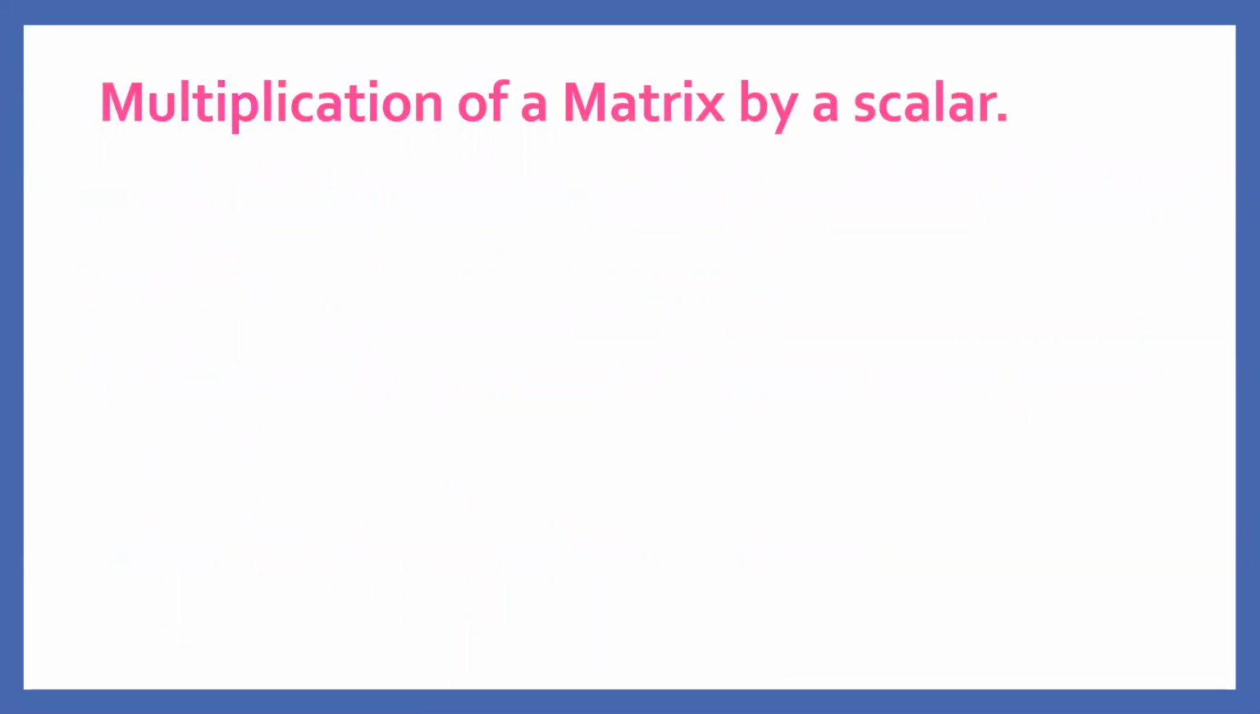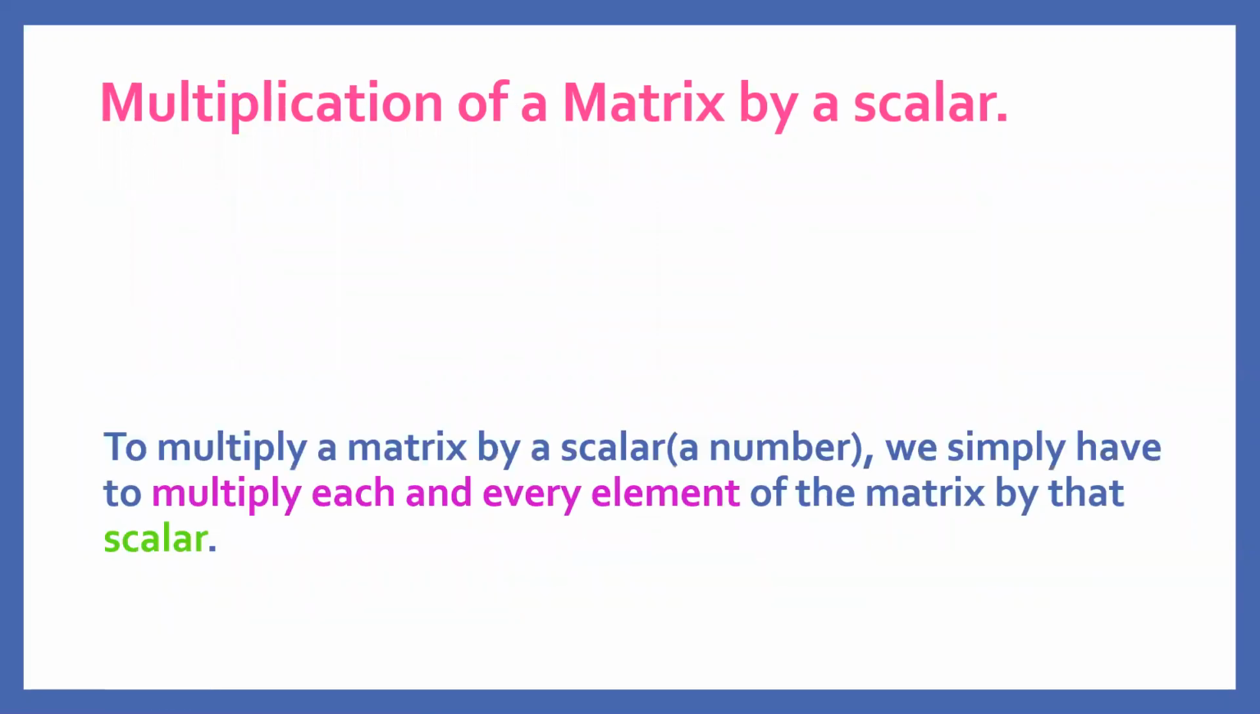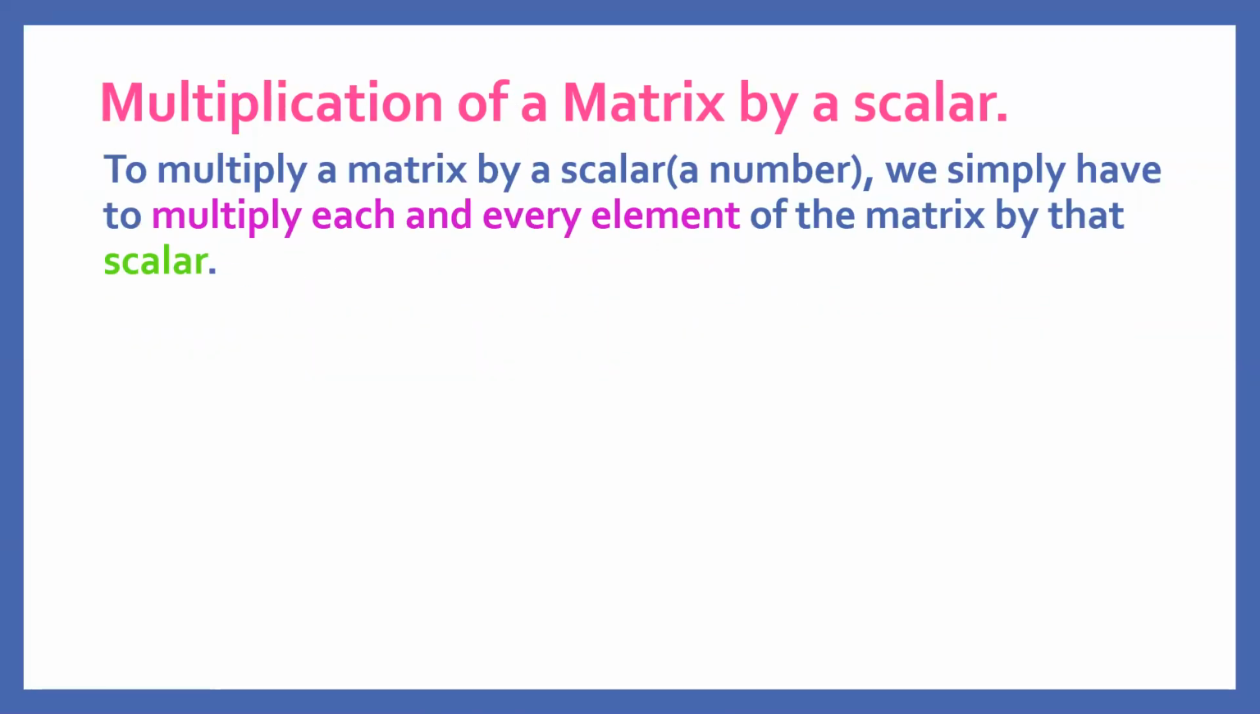Now, what is a scalar? A scalar is just a number. So first, we will learn how to multiply a matrix by a scalar. To multiply a matrix by a scalar, we simply have to multiply each and every element of the matrix by that scalar.